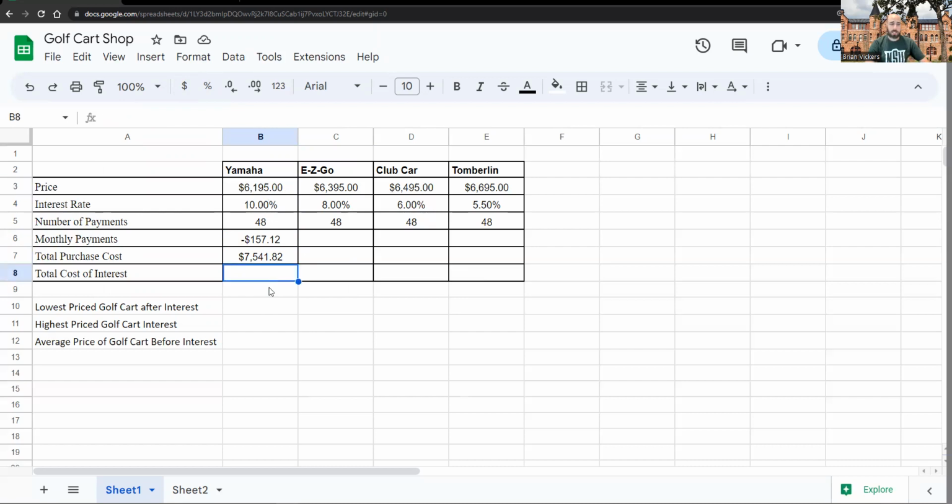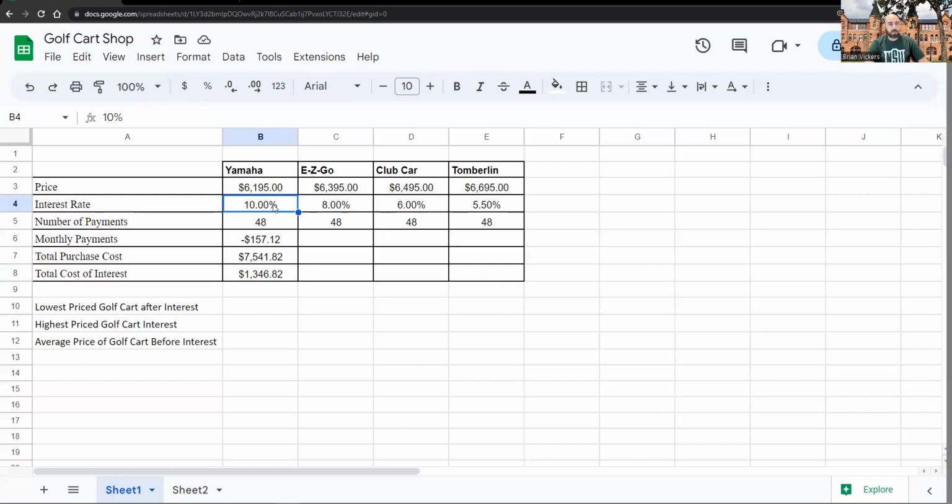Let's find out exactly what that cost of interest is. So now we're going to take our total purchase cost and subtract the sticker price, and we can see we're paying $1,346.82 just for the ability to borrow money. Quite a bit.